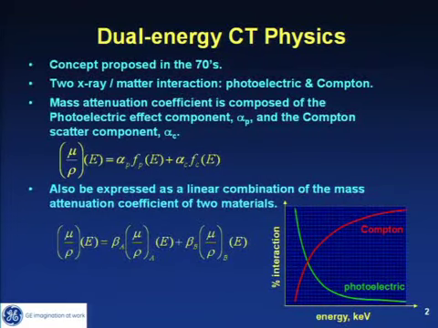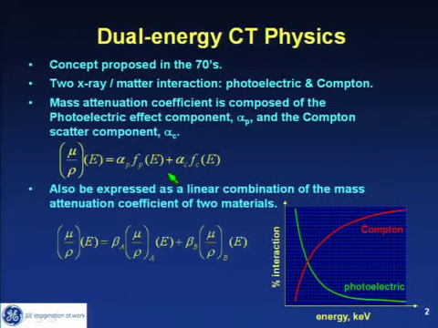And dual energy CT is not a new concept. As a matter of fact, not long after the invention of CT, people proposed the dual energy concept. So dual energy basically takes advantage of two fundamental interactions of X-ray with matter. One is the photoelectric effect, one is the Compton effect. So if we look at the mass attenuation coefficient of any material, it can have two components. One is the contribution from the photoelectric, one is Compton, as shown by this equation over here.